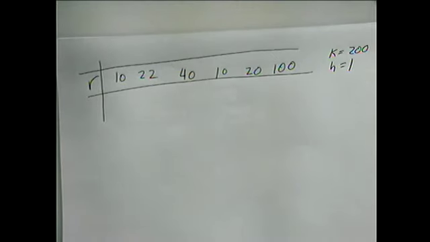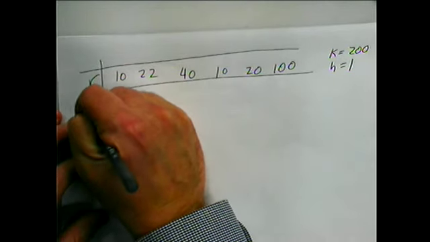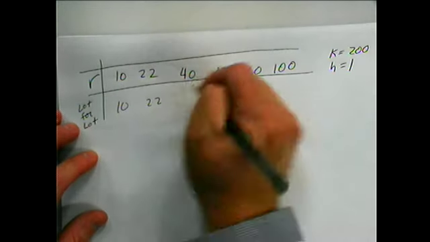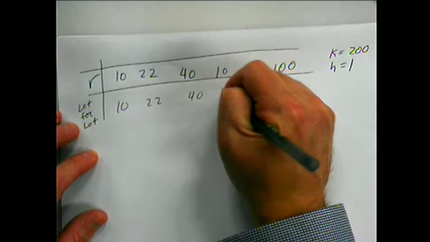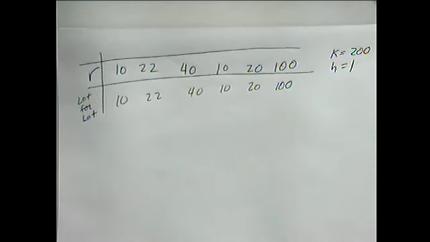Lot for lot, what do I do? Lot for lot means produce in every period there's demand. So my lot for lot production would be what? 10, 22, 40, 10, 20, 100. How much is that schedule going to cost?